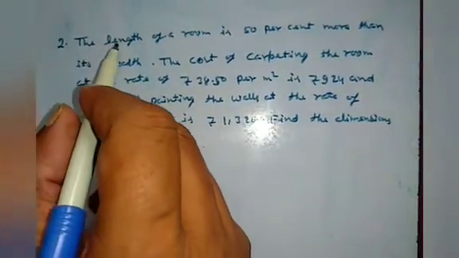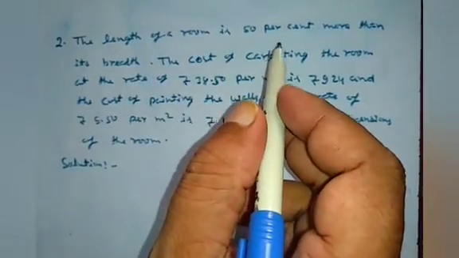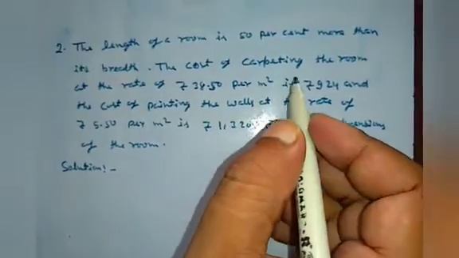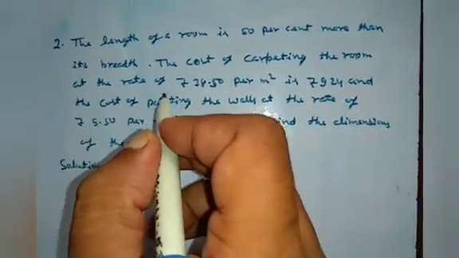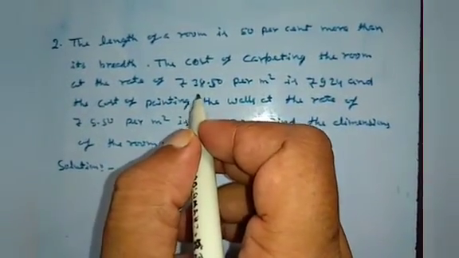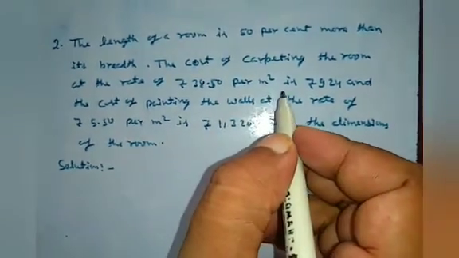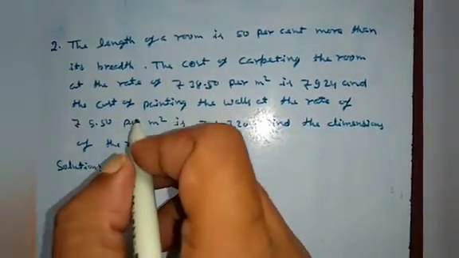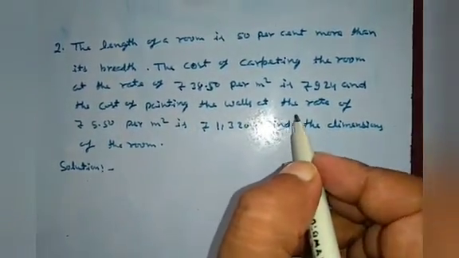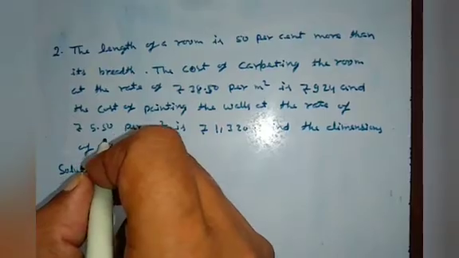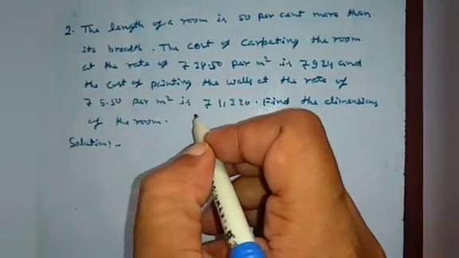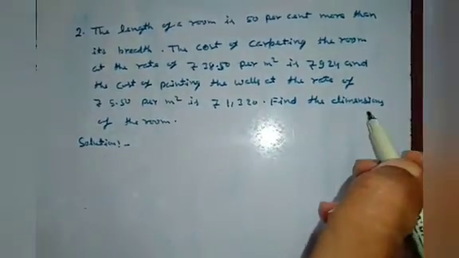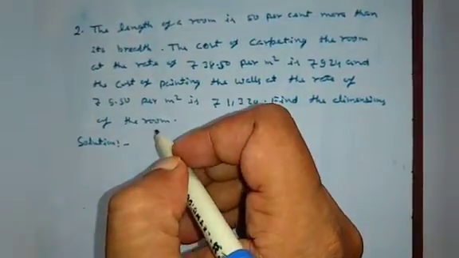Question 2. The length of a room is 50% more than its breadth. The cost of carpeting the room at the rate of rupees 38.50 per meter square is rupees 924, and the cost of painting the walls at the rate of rupees 5.50 per meter square is rupees 1320. Find the dimensions of the room.